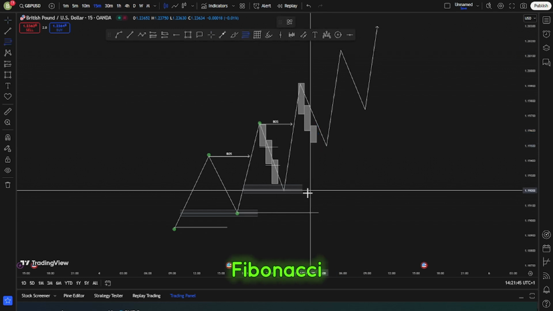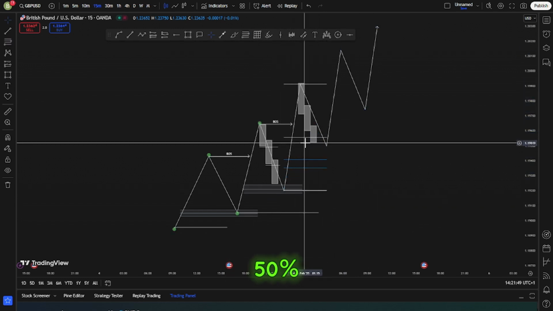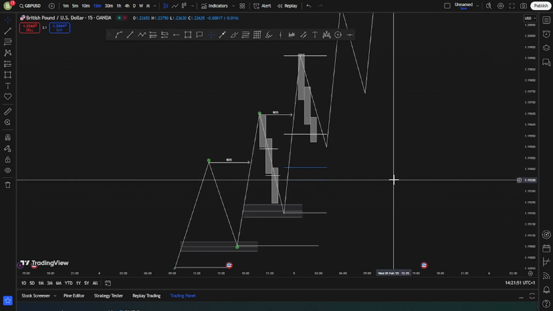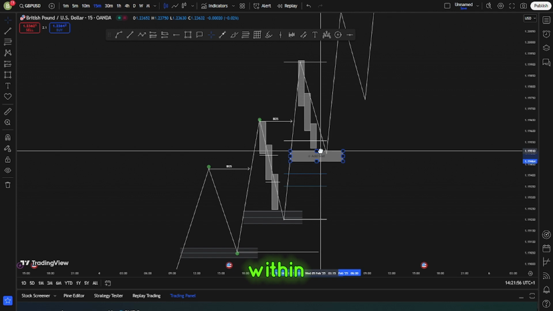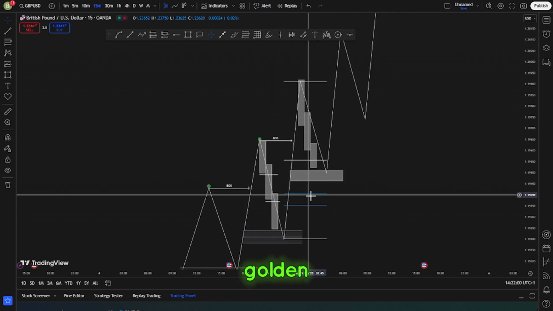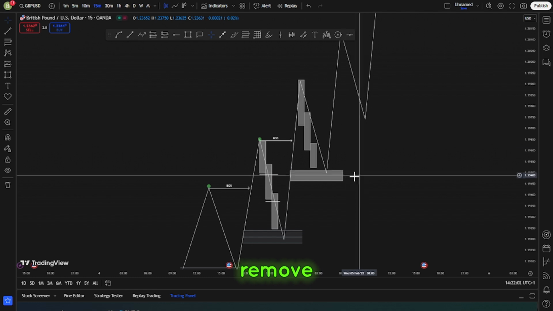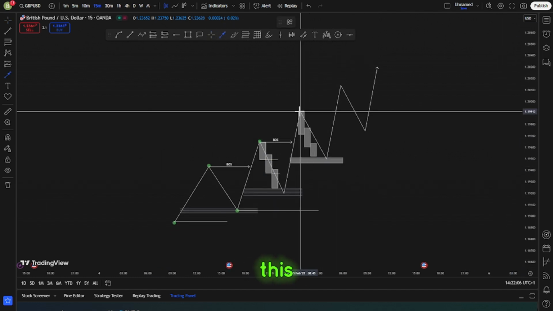You need your Fibonacci tool from the low to the high so that you can determine your 50%, just because most of the time we can just tap into an area of demand within this point, and then the market will just push up without tapping into the golden zone, guys. So I'll remove that, and then we have another break of structure, which is this one here.